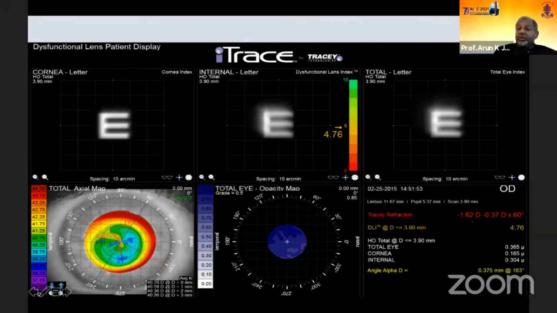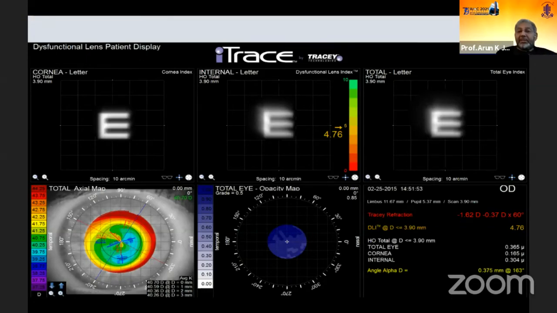It is not reliable because of very high internal aberration. And if we see the lens opacity index, it is just 0.5. So it is the dysfunctional lens index, which is maybe grade 1. And we can show this display to the patient to make him understand, and this may become a candidate for clear lens extraction or refractive lens exchange.